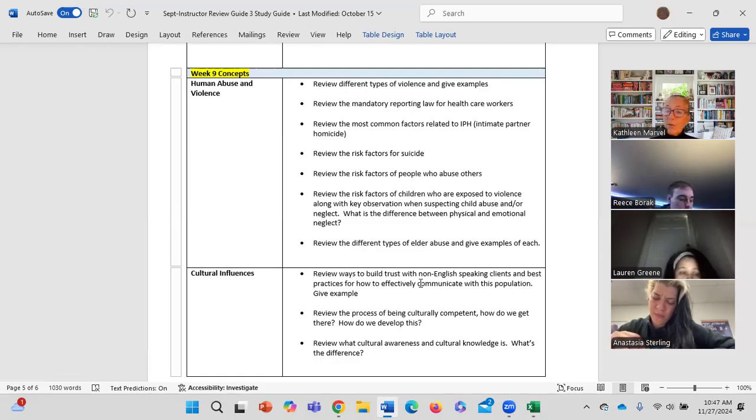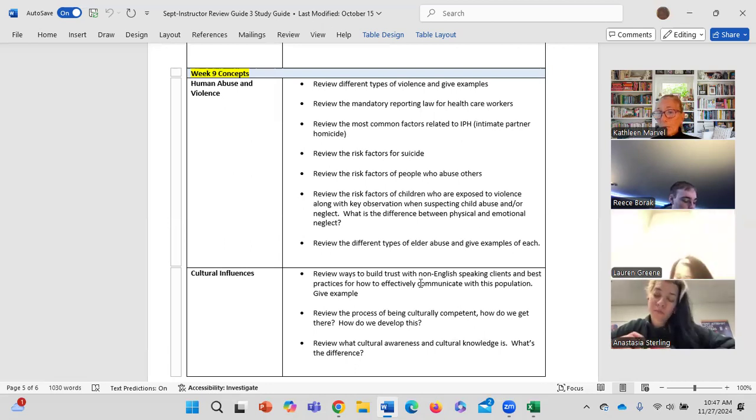One of the biggest risk factors for suicide is depression. So reread your section on suicide in your book. But the biggest risk factors are depression, substance abuse, suicidal ideations, other mental health disorders.